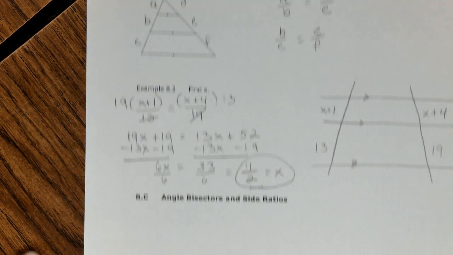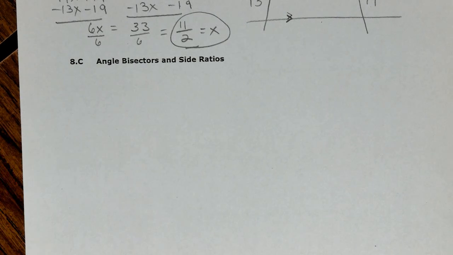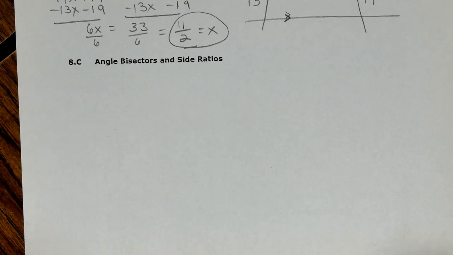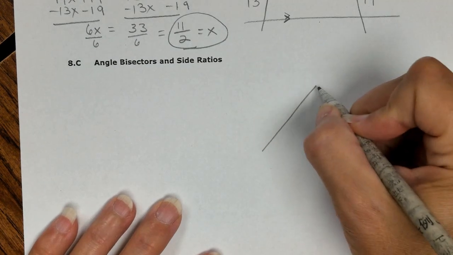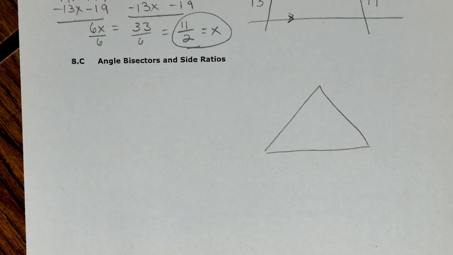Okay, I also didn't give you much for part C. We have to draw here as well. Angle bisectors and side ratios. I think you're going to like this one. So we're going to have a triangle. It could be scalene, it's no special triangle, it's just a triangle.